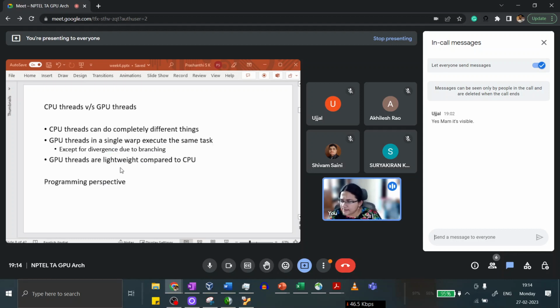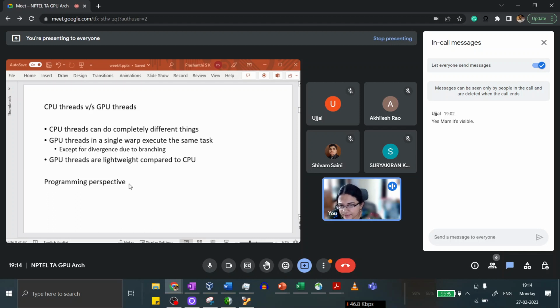The last question, which I think I already spoke about last time, but I've just put it into slides also so that it's very clear for whoever asked the question. So the question was, how do GPU threads compare to CPU threads? First, I think we spoke about the programming perspective in detail last time, and that is a difference.